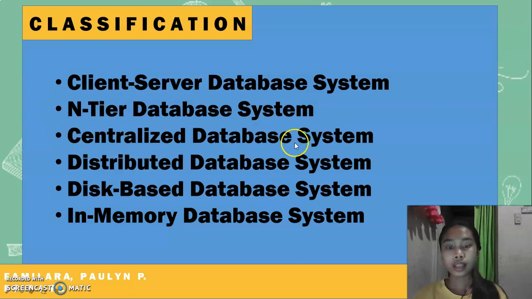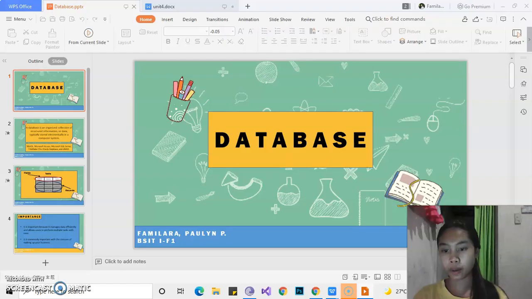Next is the centralized database system, which is nakafocus lang siya in a single computer. Single computer na siya yung parang pinaka-main, and then andun yung mga naka-connect sa kanya na ibang system. Next, the distributed database system. Parang opposite siya of centralized database system because data is physically divided among several computers connected by a network.